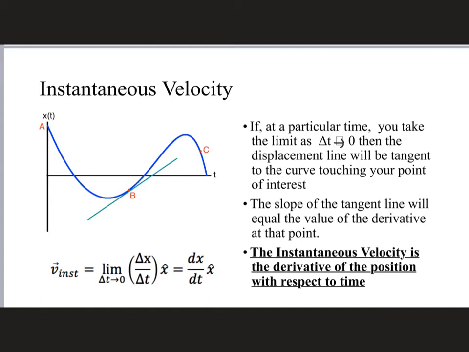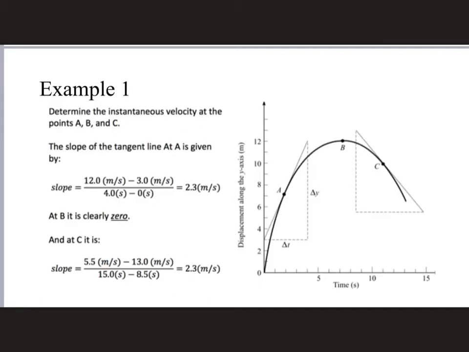That is the way that we calculate instantaneous velocities, and generally you have to have calculus to be able to calculate the instantaneous velocity. But if you can figure out the slope of this tangent line, that will do the same thing for you as actually taking the derivative. So here is an example of doing just that.